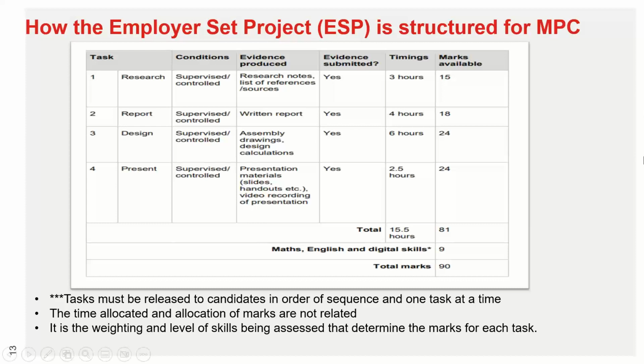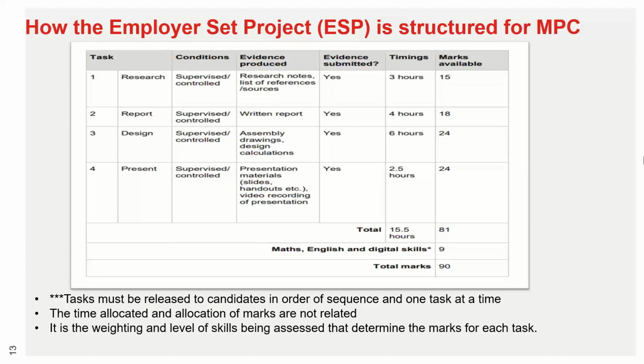Now, this slide here is showing you a really high level overview, and we're going to be digging into the detail. So as I mentioned, it consists of 4 different tasks, and you can see there is a time allocated for each of those tasks, totaling 15.5 hours in total. And you can see where the 90 marks come from. 81 marks divided across the 3 tasks, and an extra 10%, or in this case 9 marks, are across the whole project, and they're allocated for maths, English and digital skills where appropriate within those tasks.